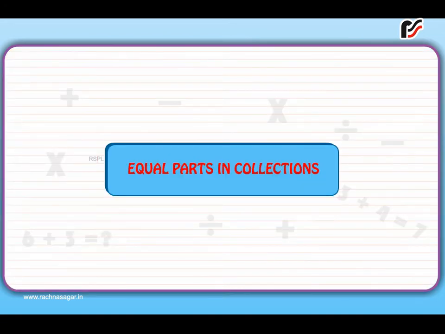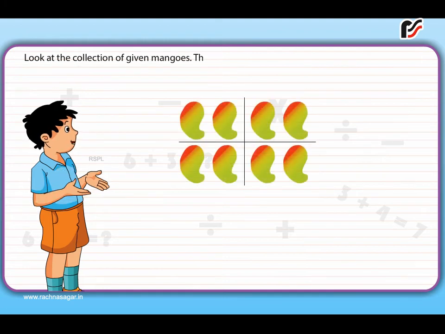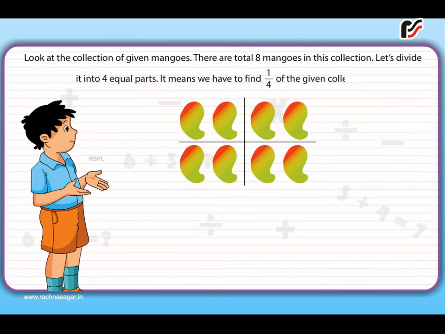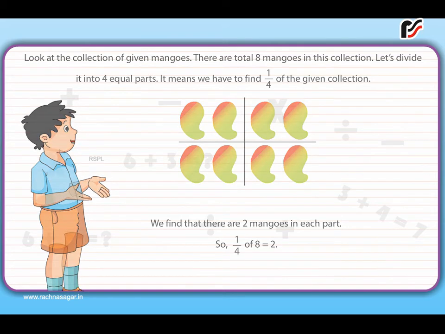Equal parts in collections. Look at the collection of given mangoes. There are total 8 mangoes in this collection. Let's divide it into 4 equal parts. It means we have to find 1/4 of the given collection. We find that there are 2 mangoes in each part. So, 1/4 of 8 is equal to 2.